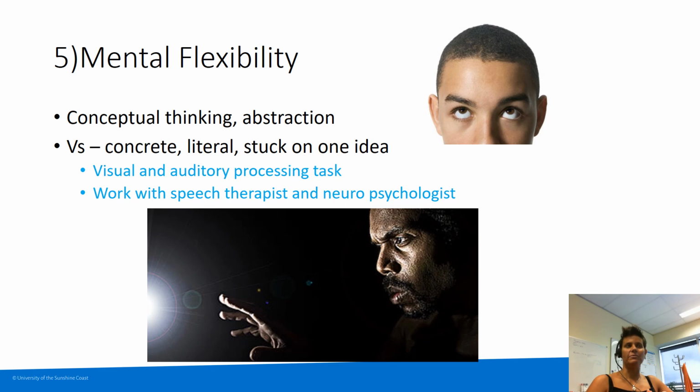It's compared with concrete or literal ideas. So it's a tricky one to do as a therapist, and it's going to be your clients with a much, much higher level of function. Almost the people that don't seem like they need OT might need some mental flexibility work. This might involve doing visual and auditory processing tasks with lots of information coming through, so someone really has to think and process what's going on. And normally when it comes to something like mental flexibility, I would work alongside a neuropsychologist, possibly a speech therapist, depending on the person's actual pathology and how they're getting on.